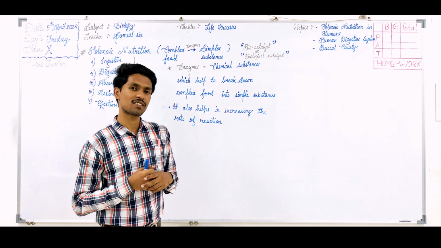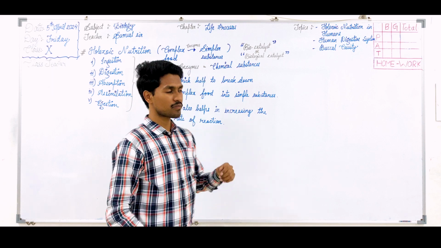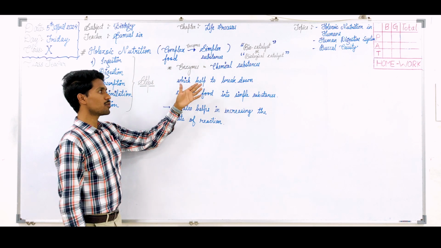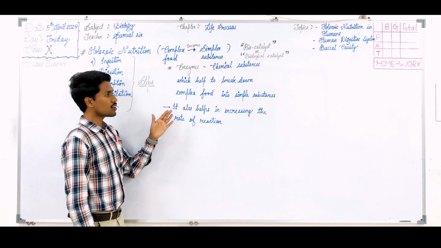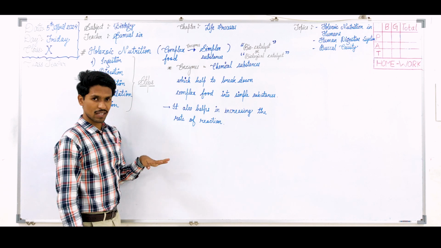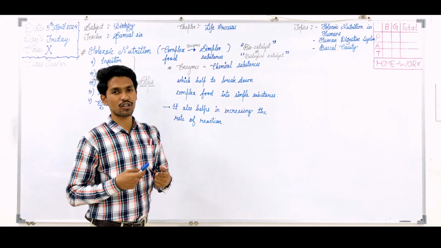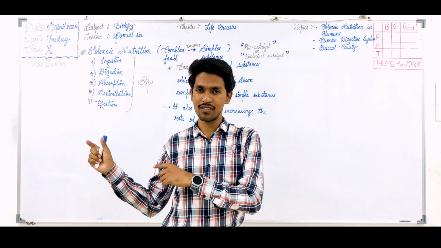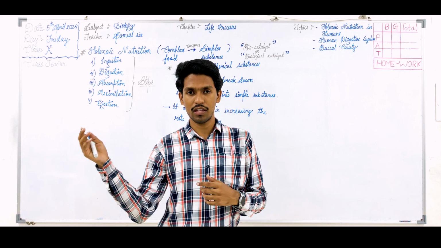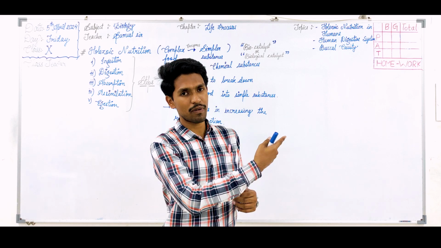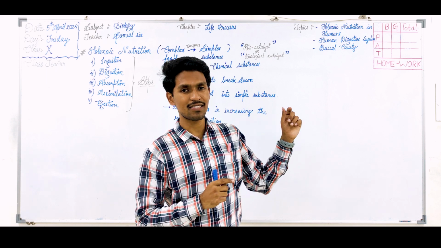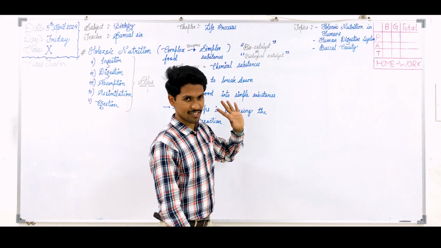Now a question arises. What do you mean by enzymes? Enzymes are nothing but chemical substances which help to break down complex food into simpler substances, as well as increase the rate of reaction. Like how you see in chemistry also, on the reactant side and the product side, the reactant is followed by an arrow. On top of the arrow we write enzymes, that is, we write catalyst, right?